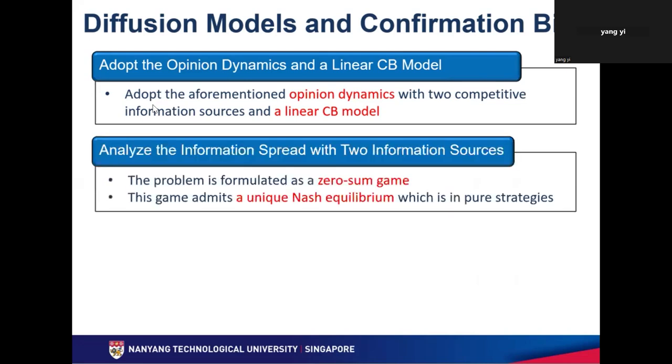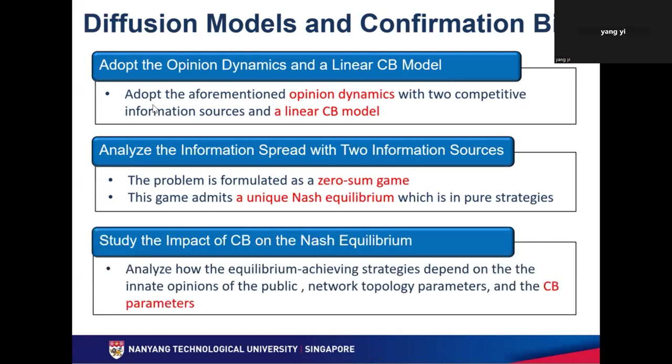They analyze the information spread with two information sources, the competitive information sources, and formulate the problem as a zero-sum game. This game admits a unique Nash equilibrium, which is in pure strategies. I'm going to introduce what the terms zero-sum game, Nash equilibrium, and pure strategies mean later. They also study the impact of confirmation bias on the Nash equilibrium, to examine how confirmation bias influences the opinion dynamics by showing the result of the Nash equilibrium.